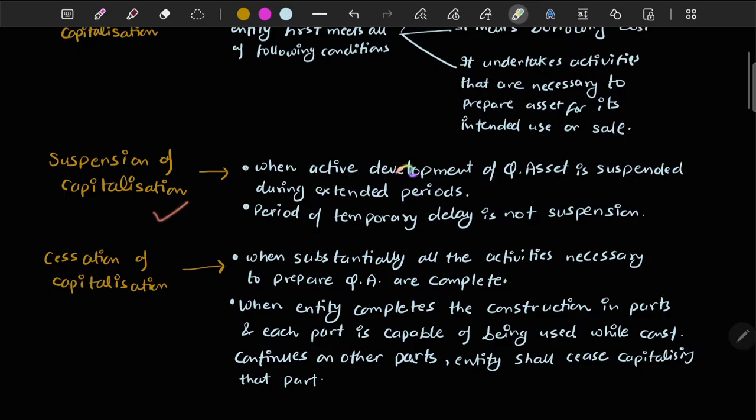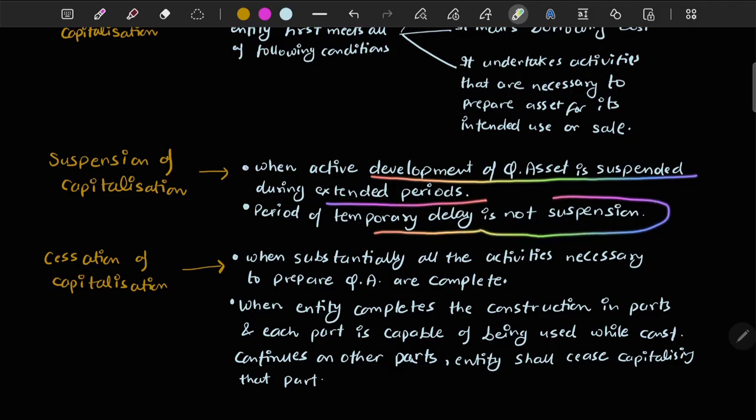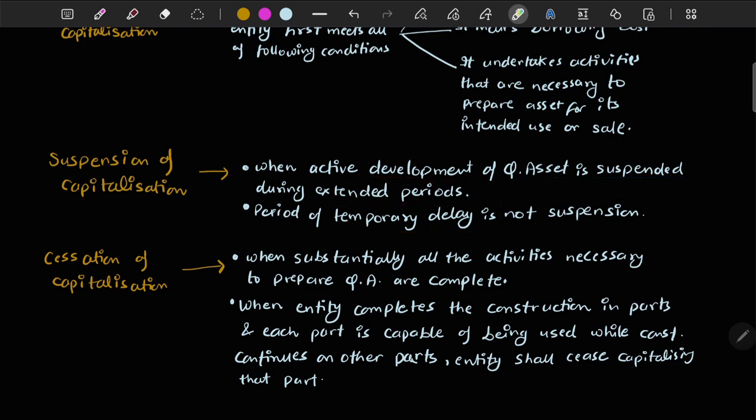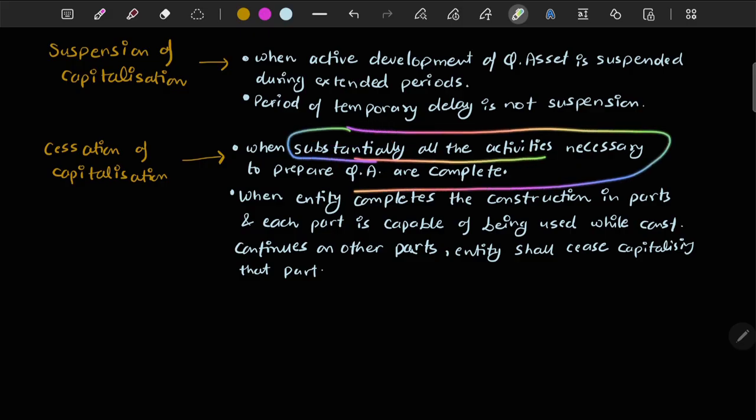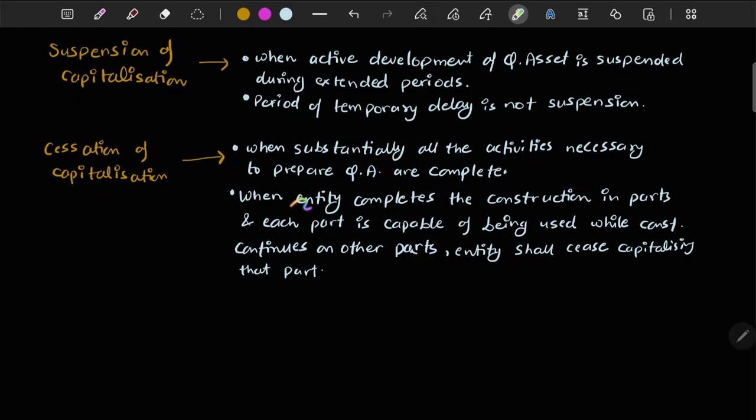Suspension of capitalization: when active development of qualifying asset is suspended during extended periods. A period of temporary delay is not suspension, if we are temporarily delayed because of any reason like labor strikes and whatever. So cessation of capitalization: when substantially all the activities necessary to prepare the qualifying asset are complete, then it is called cessation of capitalization. When entity completes the construction in parts and each part is capable of being used while construction continues on other parts, entity shall cease capitalizing that part.